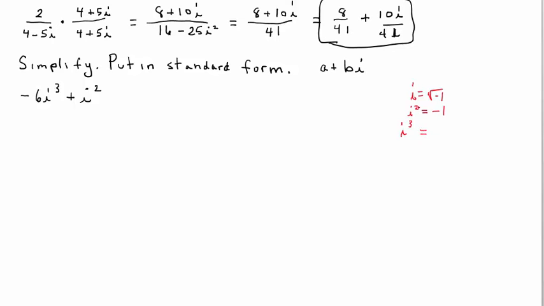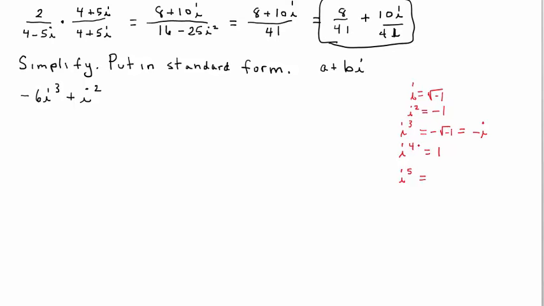i to the sixth. There's so many ways to get i to the sixth. You could multiply i cubed times i cubed. You could multiply i to the fifth times i and get i squared. Anyway, there's a pattern that starts to happen here. Every 4 and it repeats, so this would be negative 1. i to the 7th is going to be equivalent to i cubed, which is negative i. i to the 8th is going to be equivalent to i to the 4th, which is positive 1.